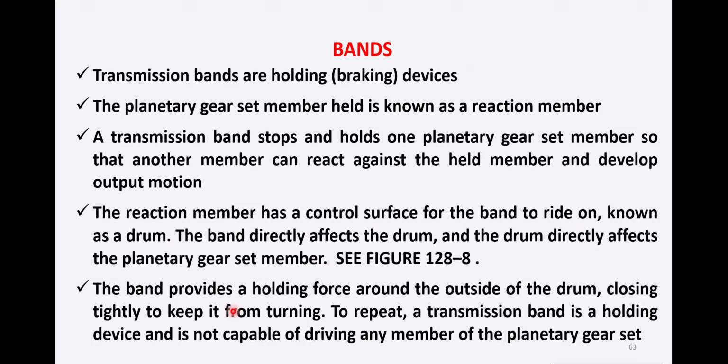The band provides a holding force around the outside of the drum, closing tightly to keep it from turning. To repeat, a transmission band is a holding device and is not capable of driving any member of the planetary gear set. Remember this thing.